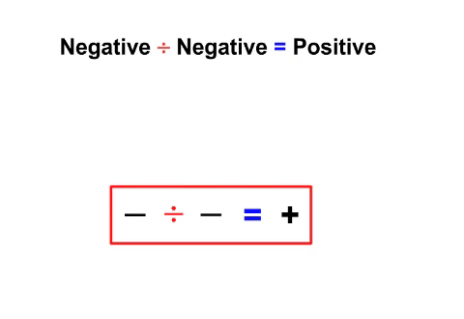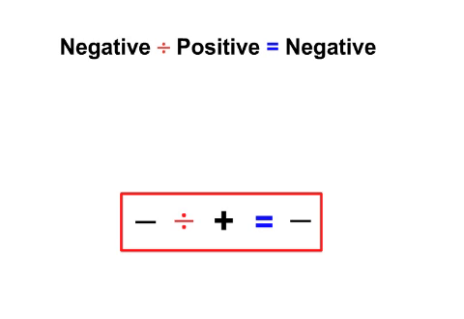Negative divided by negative is a positive. Minus divided by minus is a plus. Notice if the signs are the same, the answer is always positive. So for instance, minus 56 divided by minus 8, the signs are the same, the answer must be positive. 56 divided by 8 is 7, so our answer is plus 7.